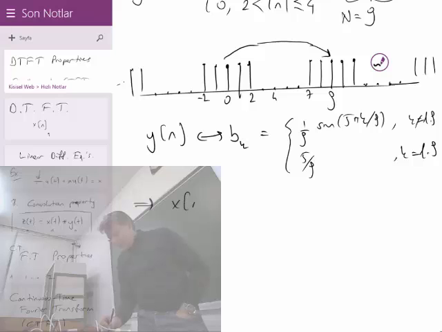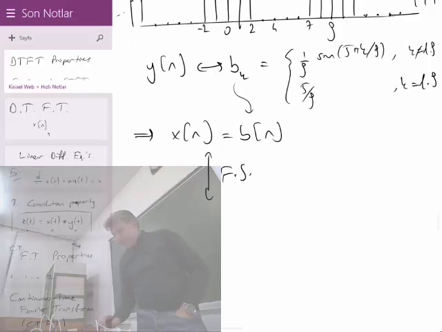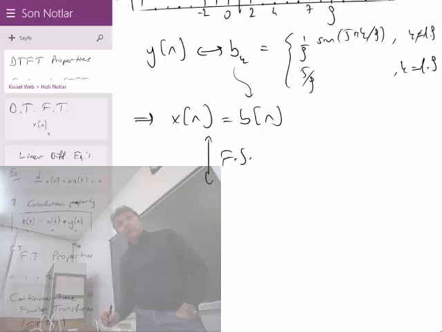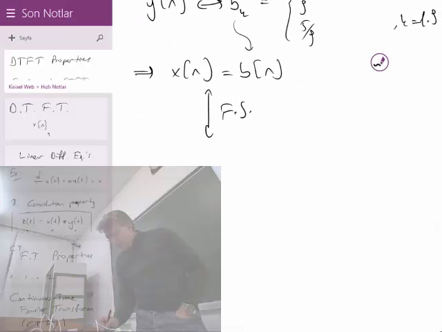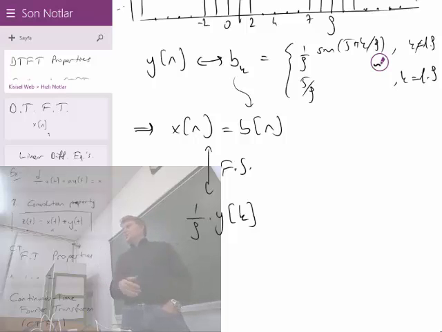So I will say that this x of n is equal to this b of n, and therefore the Fourier series coefficients will be equal to what? Using this property, just tell me the result. 1 over n, which is 1 over 9 times this y signal, y of k, exactly, because it's in the Fourier domain. The Fourier series are indicated by an index k. Y of k. That's it.